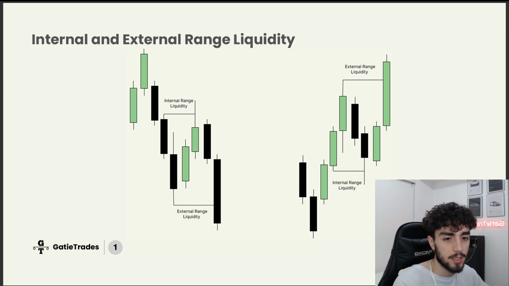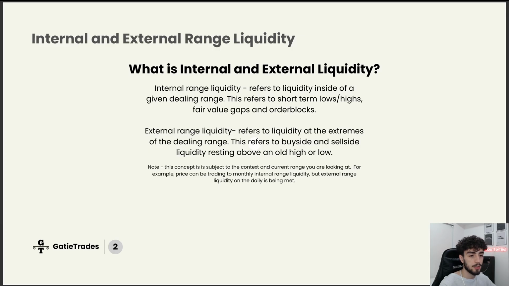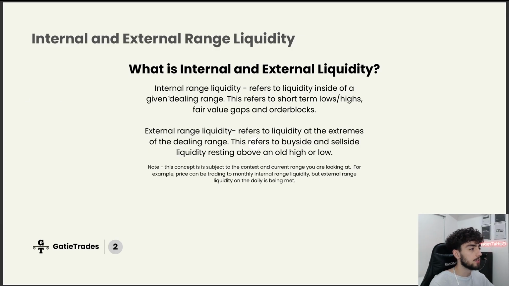Let's get started. As you guys know, I don't like to waste any time. Minimize myself here, and we can begin. So, first things first, what is internal and external range liquidity?